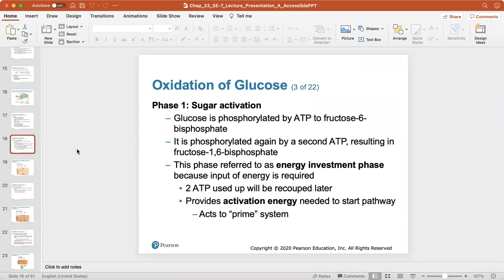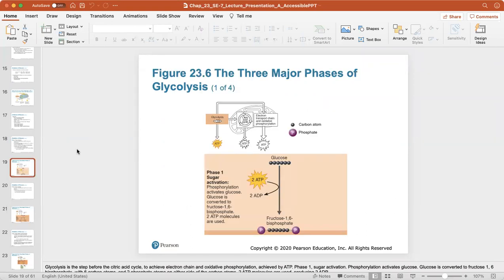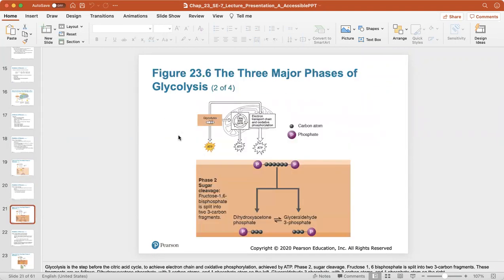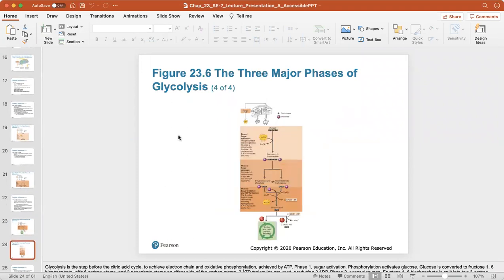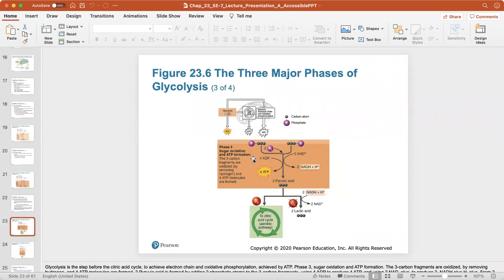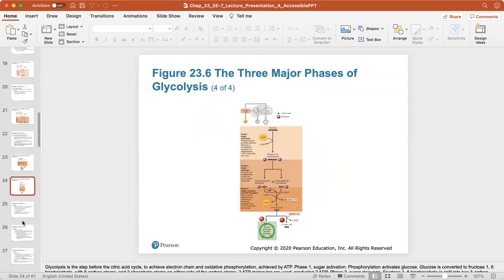But the big thing that I want you to know is that at the end of glycolysis, we're turning glucose into pyruvic acid. And I'll show that right here. So here are the three major steps of glycolysis. And this third step is forming two pyruvic acids at the end of glycolysis, which will then go on to enter the citric acid cycle.